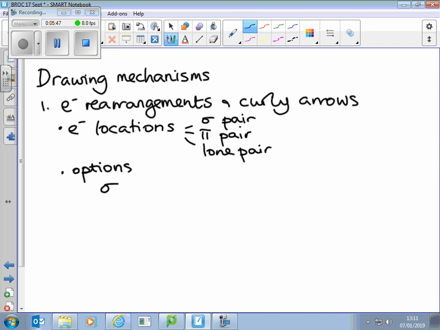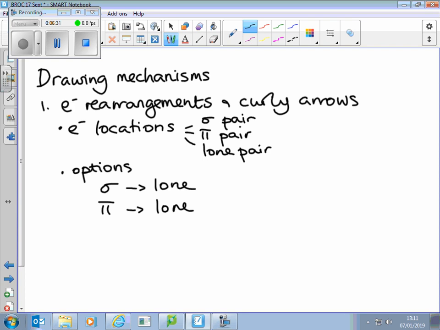You could have sigma to lone pair. All right, I'm keeping it simple because you've got it on the sheet anyway. The second option, you can have a pi pair changing into a lone pair. So from a double bond, you could have that additional pair being moved onto an atom attached by the bond. Again, with this one, you can see what we've ended up with is an oxygen that's actually got an additional electron. So we've got a negative ion there. So we can have pi pair to a lone pair.